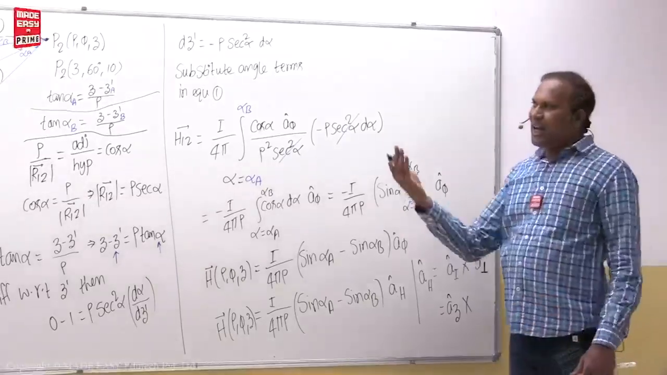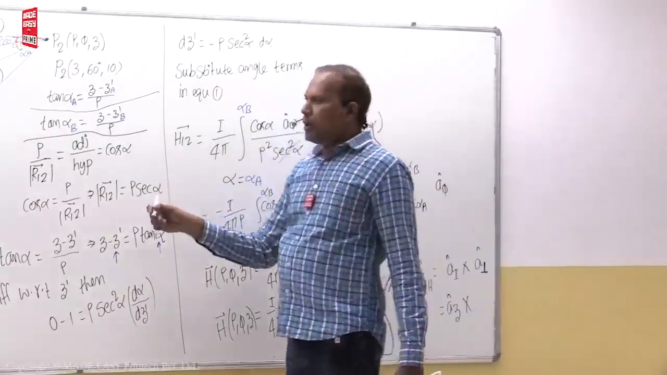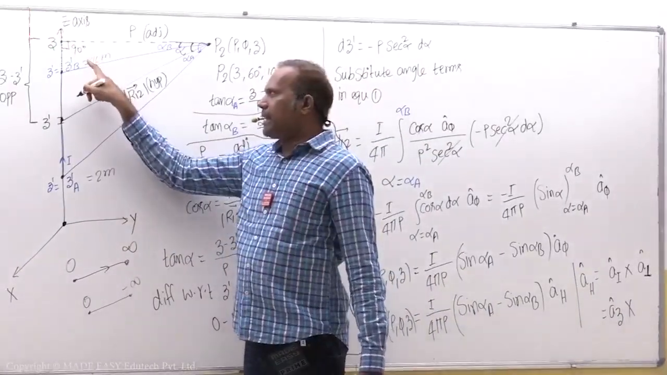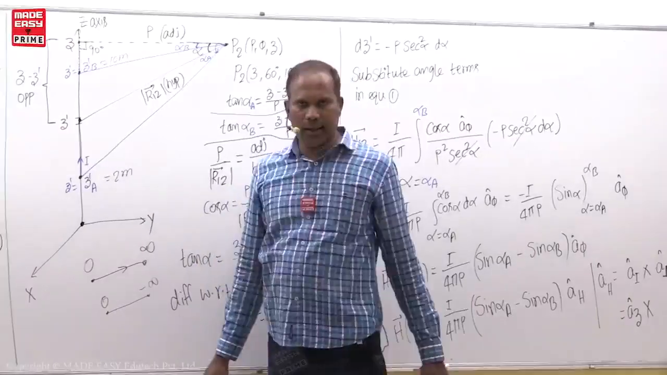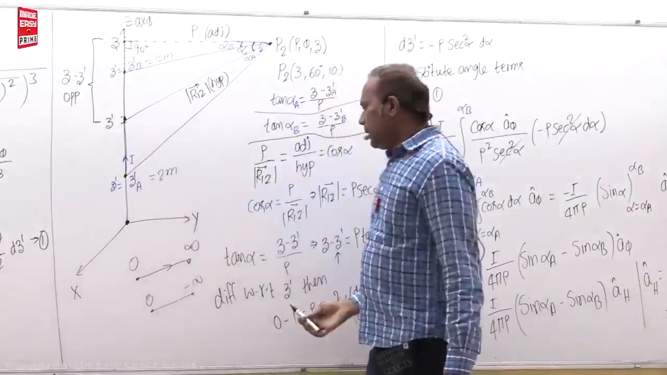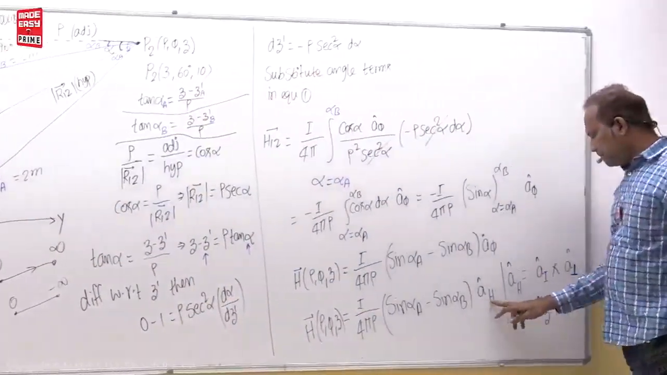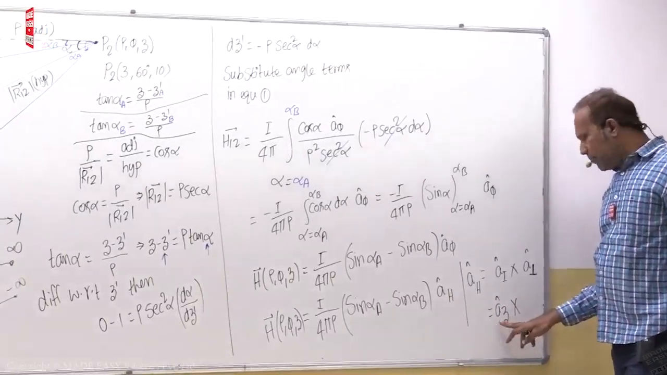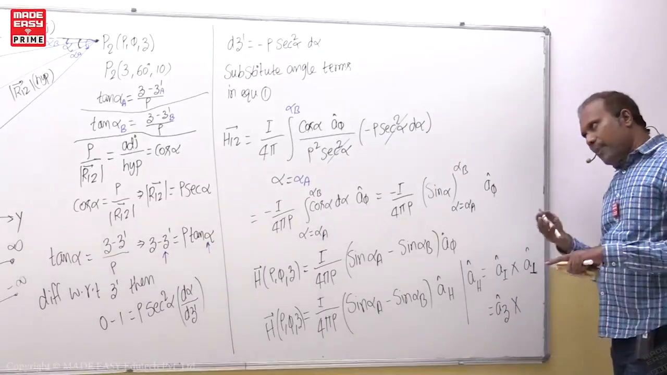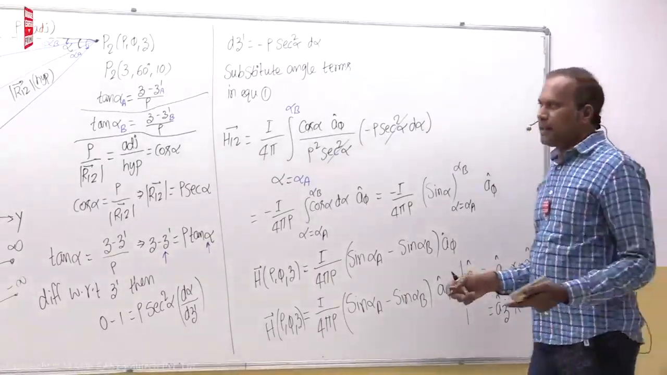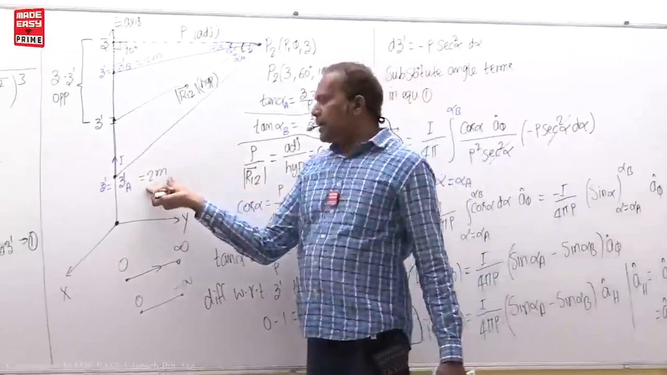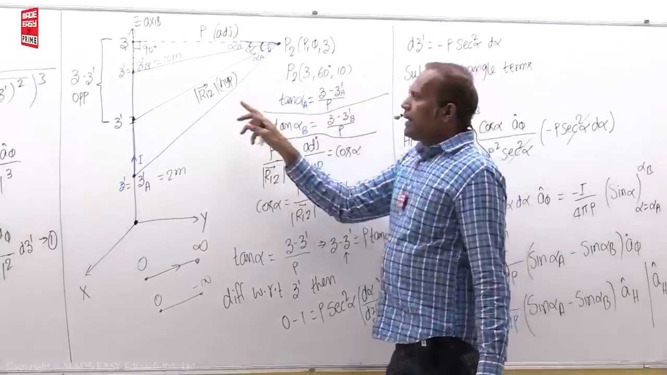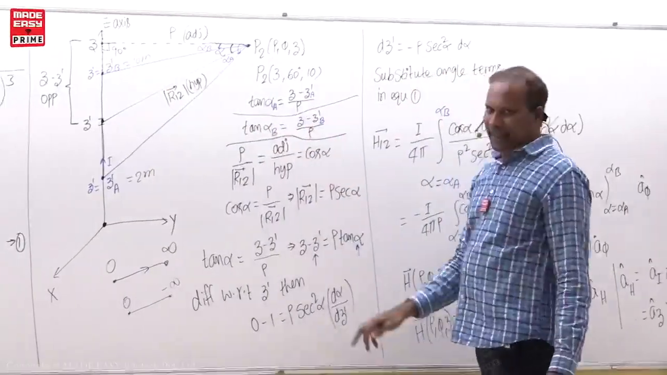So maybe the current is going upward, maybe downward, but in both cases I will take this as the lower distance and this as the higher distance. If the current goes upward, there is plus AZ; if the current goes downward, I will take minus AZ. But whether the current goes upward or downward, for both cases, I will take the lower distance to find the alpha A angle and the higher distance to find the alpha B angle.